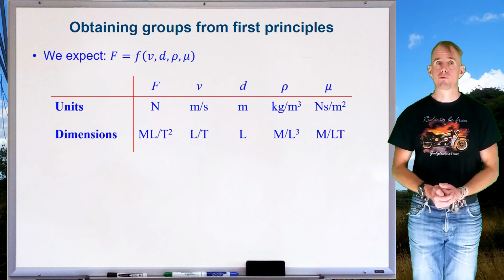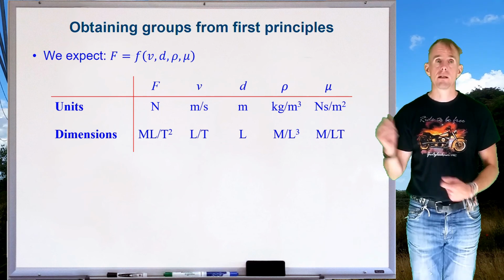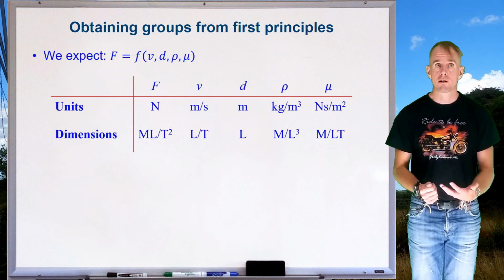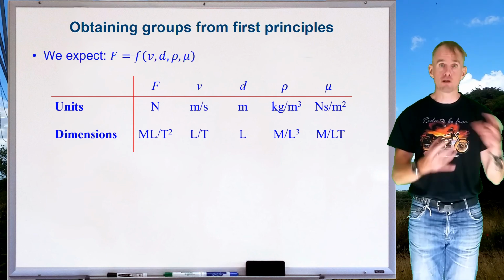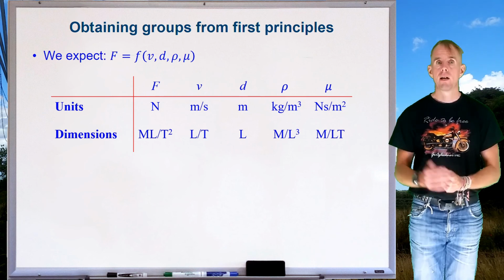Diameter is also straightforward to write down, just taking fundamental unit L. Density, again, is similarly straightforward. It's kilos per cubic metre. Those are both fundamental units in their own right anyway, m over L cubed.